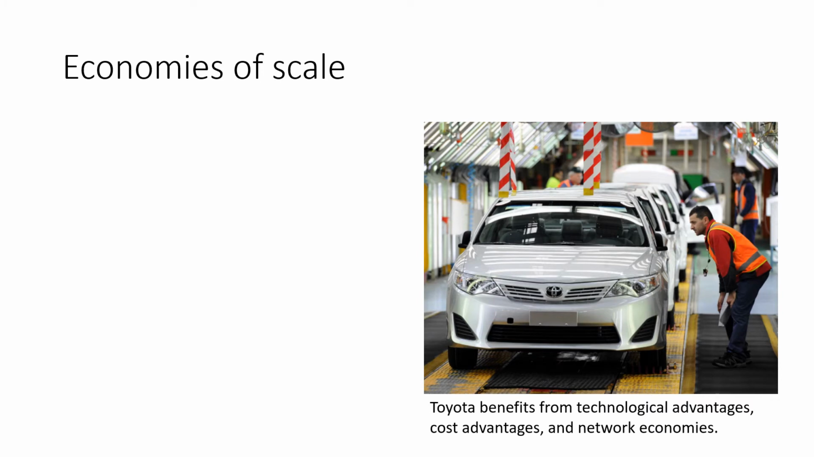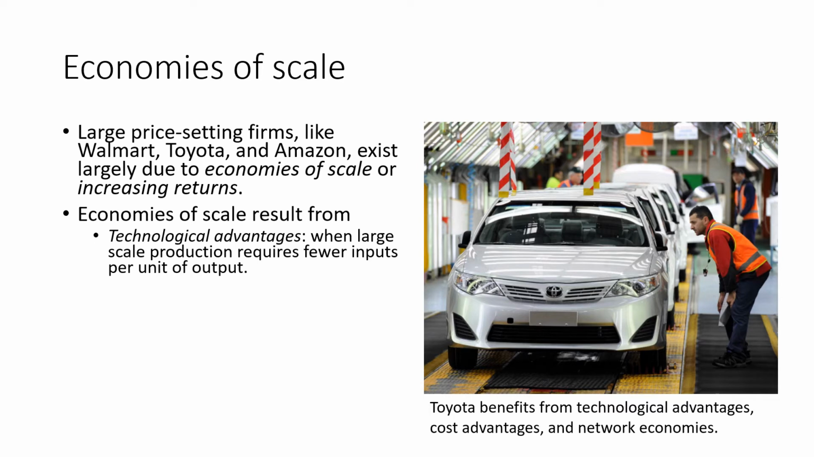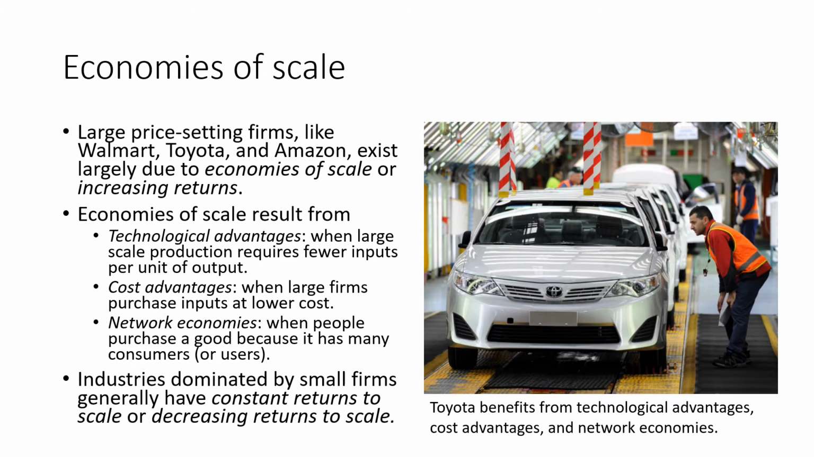Economies of scale, as I talked about at the beginning of this video lecture, play a critical role for profit maximizing. So large price setting firms like Walmart, Toyota, and Amazon exist largely due to economies of scale or increasing returns. Economies of scale result from technological advantages when large scale production requires fewer inputs per unit of output. And also, economies of scale result from cost advantages when large firms purchase inputs at lower costs. And also, they result from network economies when people purchase a good because it has many consumers or users. So, at the end, industries dominated by small firms generally have constant returns to scale or decreasing returns to scale.